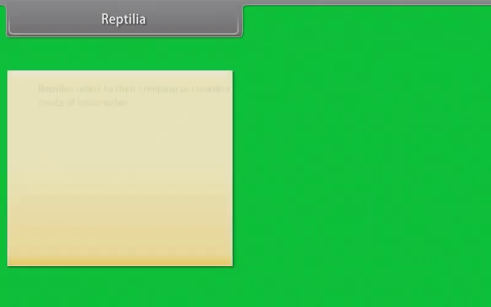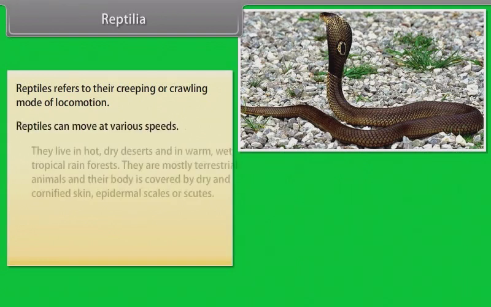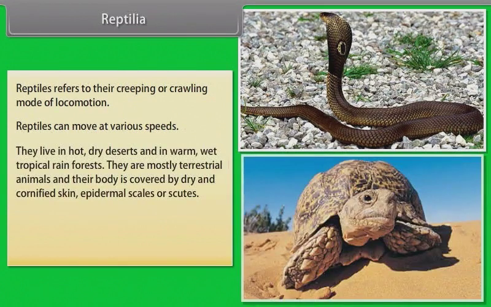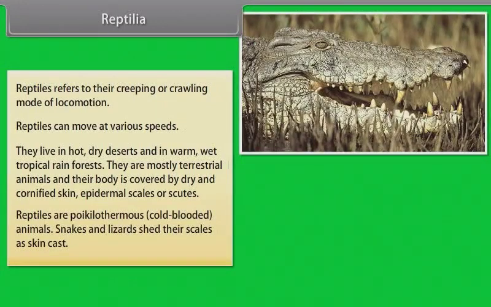Reptilia. Reptiles refer to their creeping or crawling mode of locomotion. Reptiles can move at various speeds. They live in hot, dry deserts and in warm, wet tropical rainforests. They are mostly terrestrial animals and their body is covered by dry and cornified skin, epidermal scales or scutes. Reptiles are poikilothermous or cold-blooded animals.